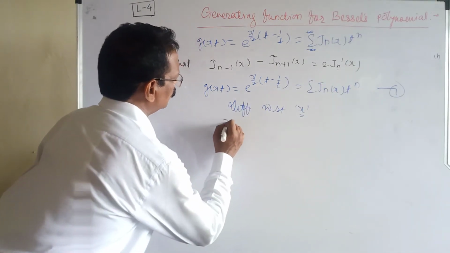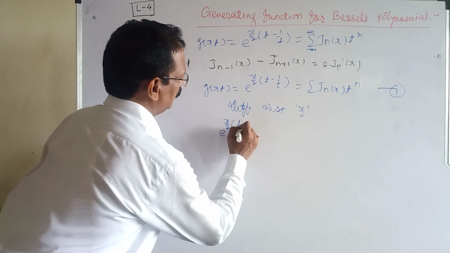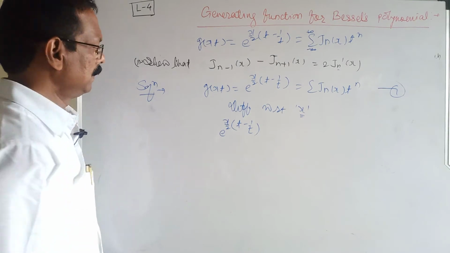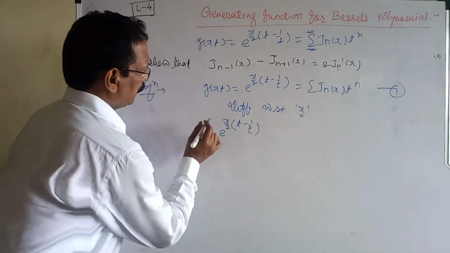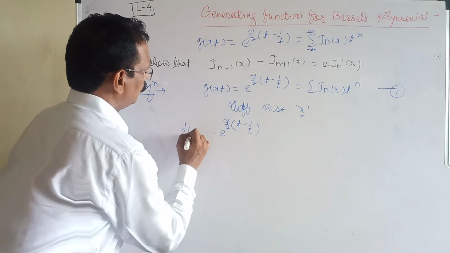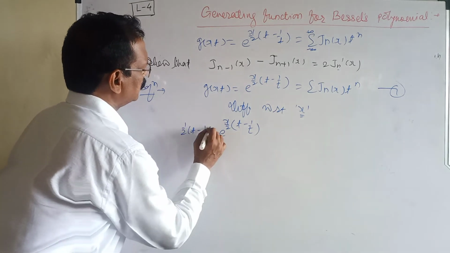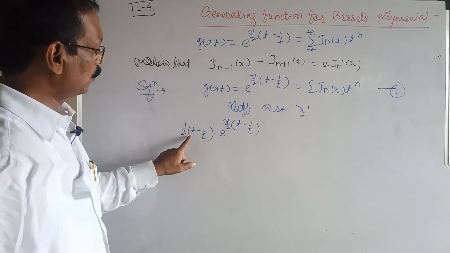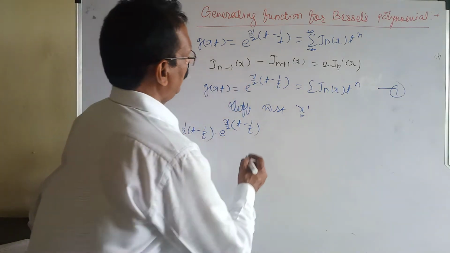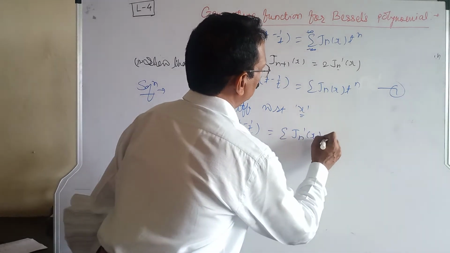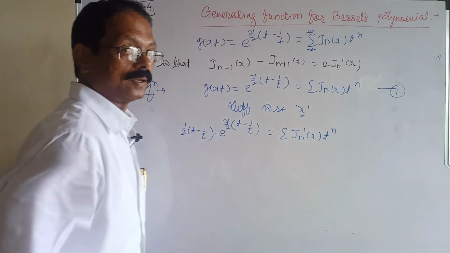So e^{(x/2)(t - 1/t)} is as it is, and we multiply by the derivative of the bracketed term. The differentiation of x/2 is 1/2, times (t - 1/t), as it is, since the differentiation of x is 1. So 1/2 (t - 1/t) e^{(x/2)(t - 1/t)} is equal to summation of J_n'(x) t^n. This is the next step.